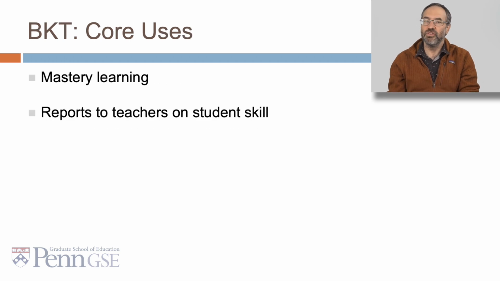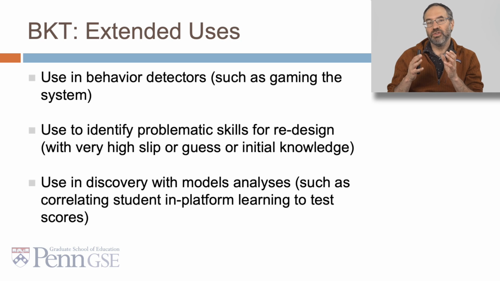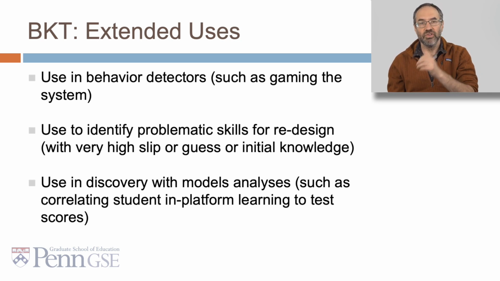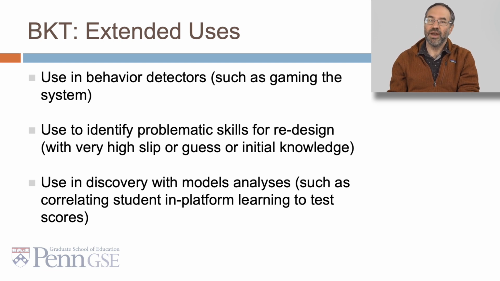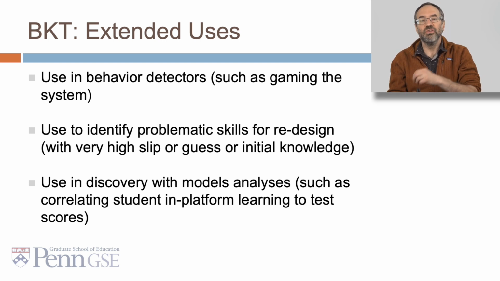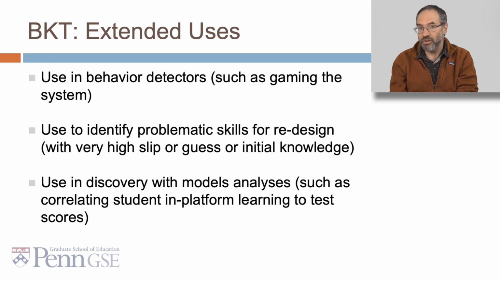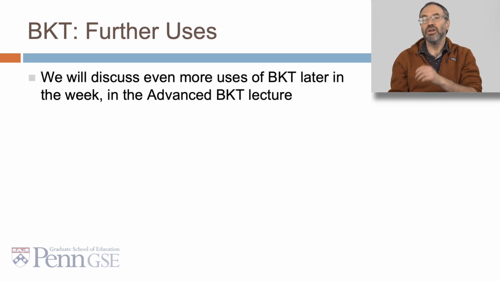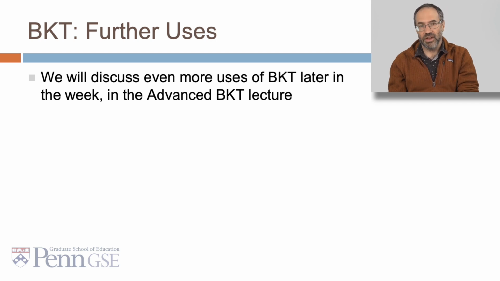So what are some of the core uses of BKT? Mastery learning and reports to teachers on student skill are some of the main ones. But there's also extended uses, such as use in behavior detectors, such as gaming the system, use to identify problematic skills for redesign, with, say, very high slip or very high guess or initial knowledge, and use in discovery with models analyses, such as correlating student in-platform learning to test scores. We're going to discuss even more uses of BKT later in this week in the Advanced BKT lecture.